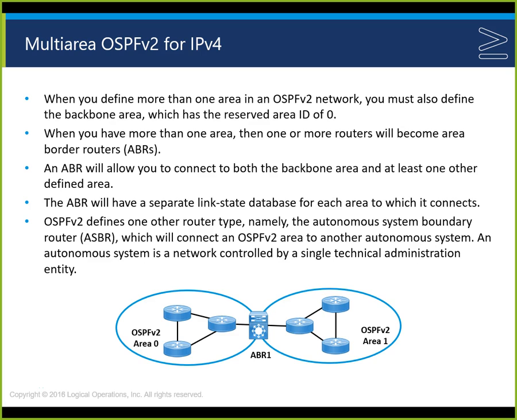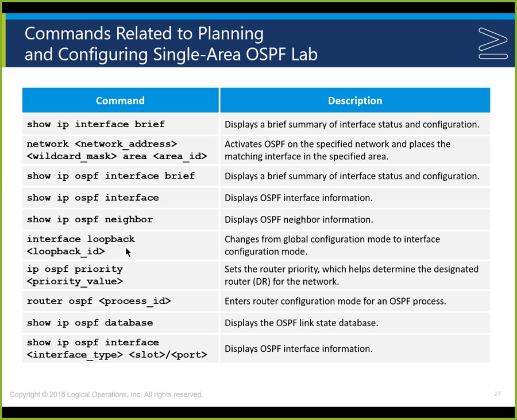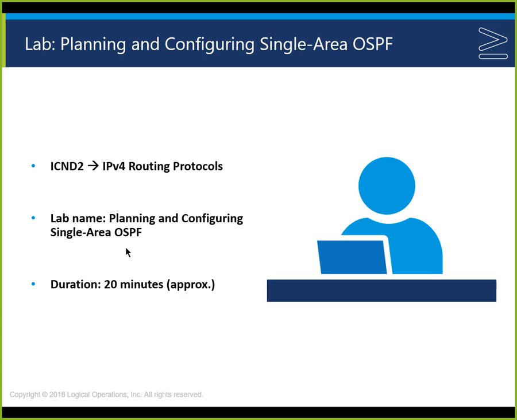Will allow us to connect the backbone areas together, with a separate link database for each area that it connects. It also defines one other router type, an autonomous system border router, which goes to another administrative area. You can think about this, if you're going out of yours into maybe an ISP's, it would be an autonomous system border router to another autonomous system. And autonomous systems are those that are managed by another individual.